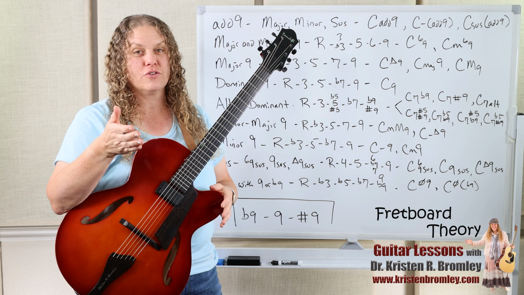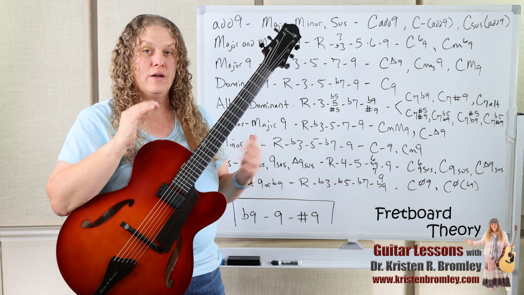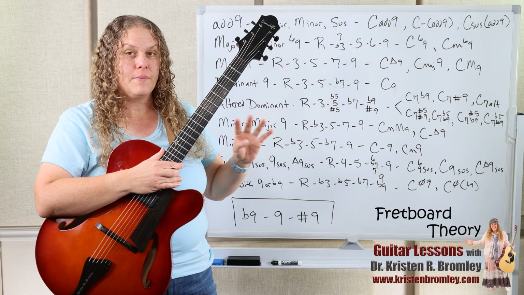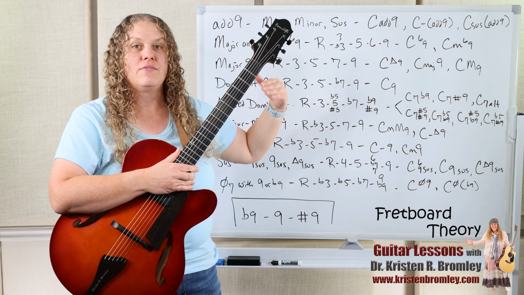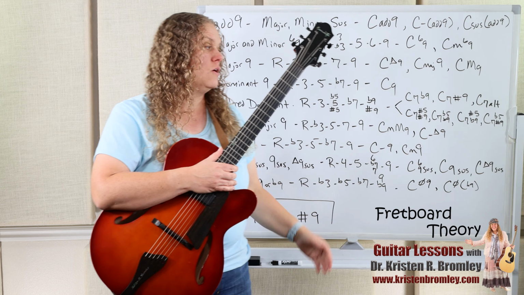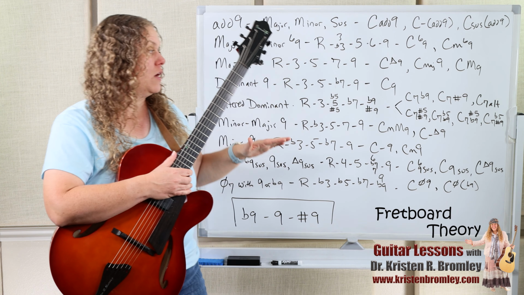and you choose the alterations: sharp 9, flat 9, sharp 5, flat 5, and what kind of combinations you want to do. There are 4 combinations we can have with this. We can have a sharp 5 against a sharp 9. We can have a flat 5 against a flat 9. You can have the sharp 5 against the flat 9, or you can have the flat 5 against the sharp 9. So you get a lot of different options here.